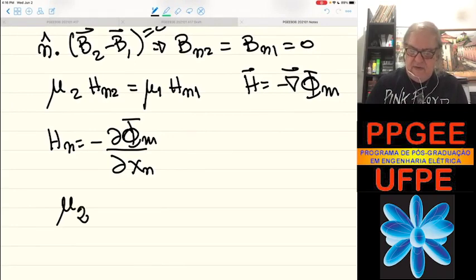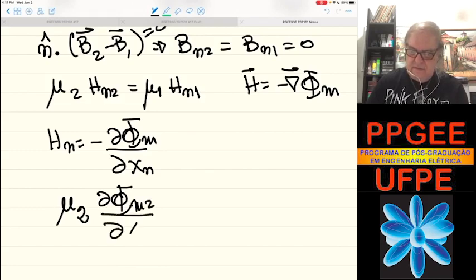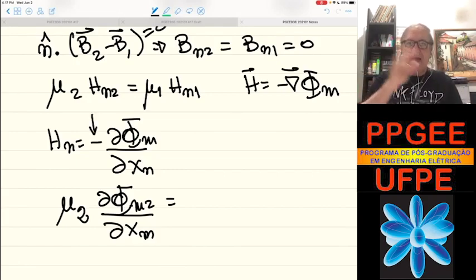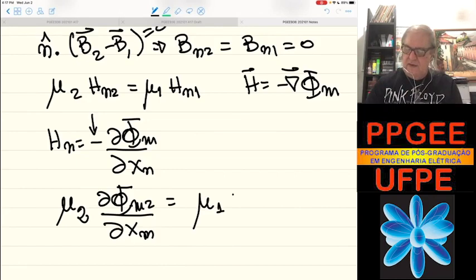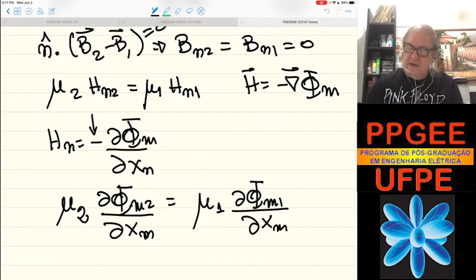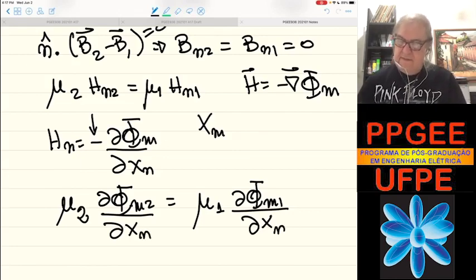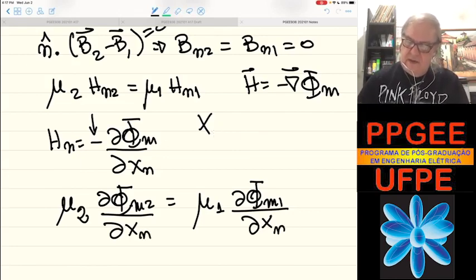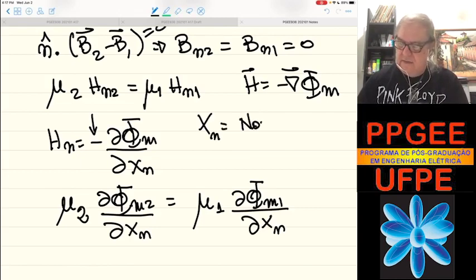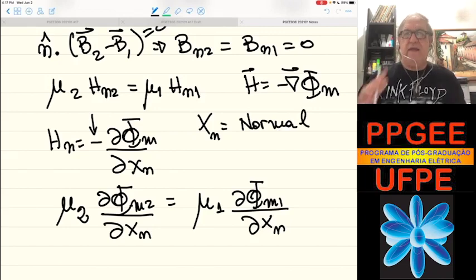The product mu times the partial derivative, the sign is going to be the same on both sides of the equation, equals mu 1 times the corresponding derivative. In this notation, as always, it's not xm, sorry, it's xn. Sorry about that. xn is the normal coordinate, the coordinate that's normal to the interface.